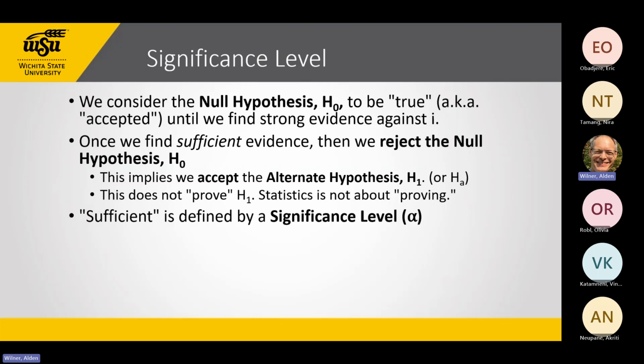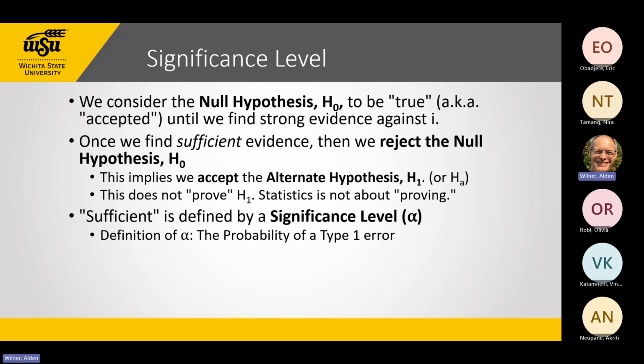Sufficient is defined by our significance level. We've already discussed that. Let's call it alpha. Definition is the probability of a type 1 error. There's another metric called beta. This is the probability of a type 2 error, right? And so we define how much possibility of an error we're likely to accept.